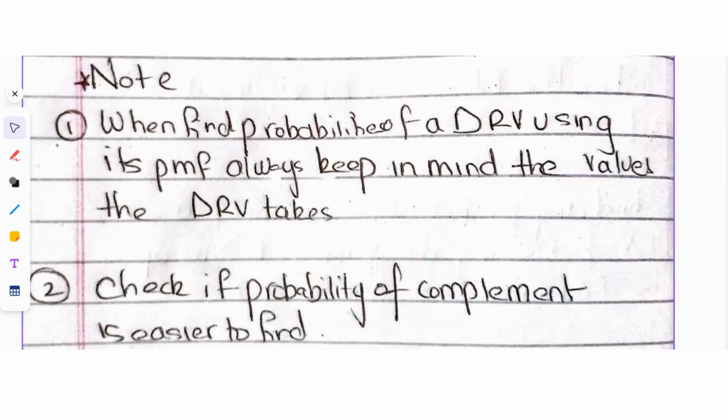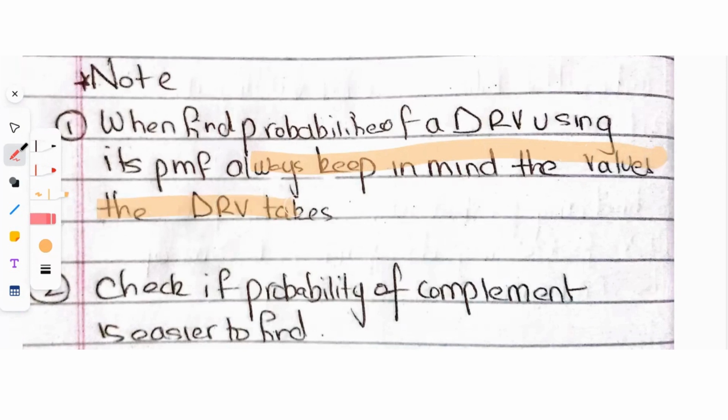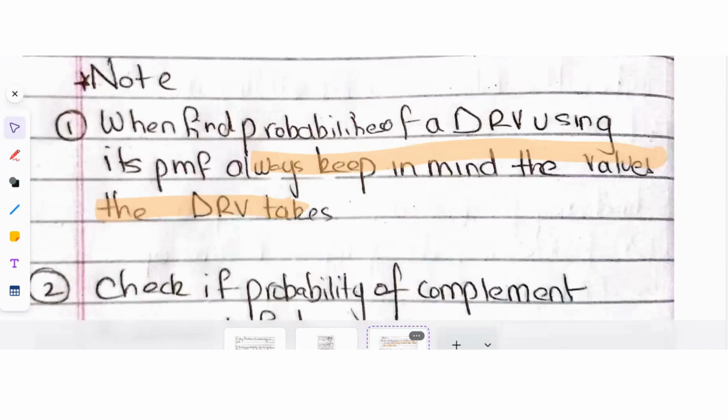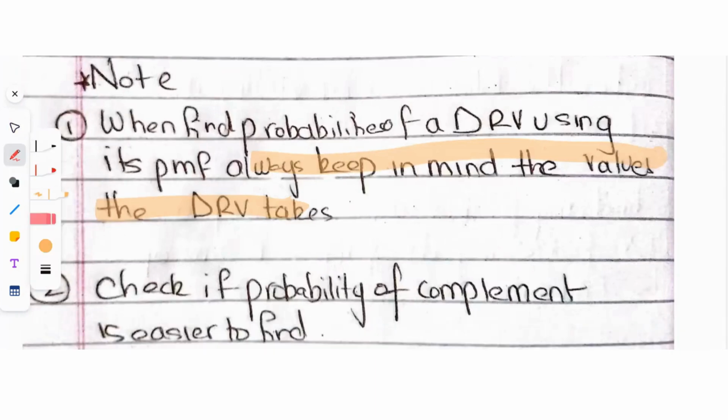So there are two things we should keep in mind when finding probabilities of a discrete random variable using its PMF. The first thing is the values the discrete random variable takes. If we go back here, for x greater than 2, less than or equal to 5, we needed to know the values the variable takes to identify that x could be 3 or 4 or 5. The second is to always check if the probability of the complement is easier to find.